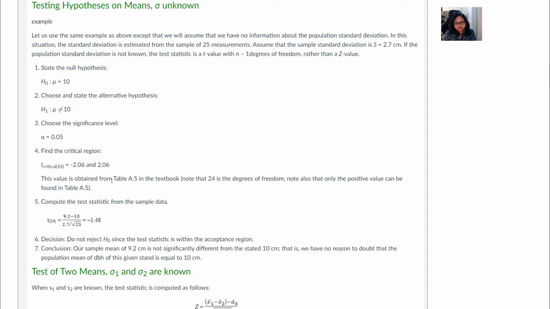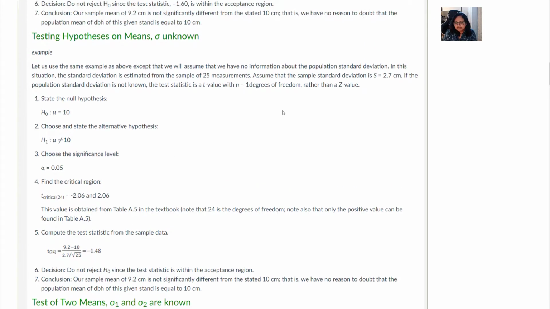So you can go to the t table and find that using the degrees of freedom. We used 25 measurements, that means sample size was 25, and then 25 minus 1, that means 24 degrees of freedom. What would be the t critical value? You have to find that. Let me show you.